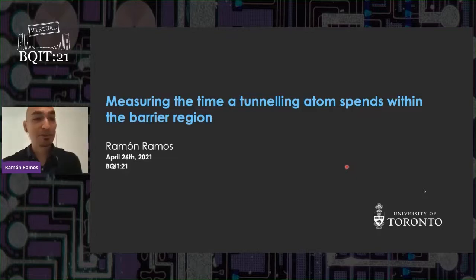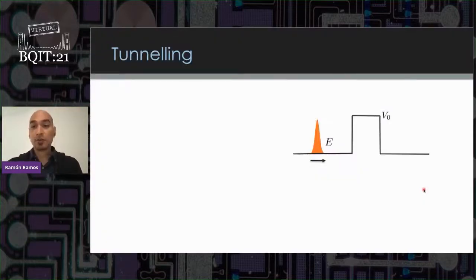Hi, my name is Ramón, and I'll be telling you about this tunneling time. Tunneling is one of the most well-known consequences of quantum mechanics. The problem that almost every quantum mechanics textbook describes is that of a particle incident on a square barrier. Classically, if the energy of the particle is below the barrier height, the particle would be reflected. However, treated quantum mechanically, we find that there is some transmission probability, and that's what we associate with tunneling.